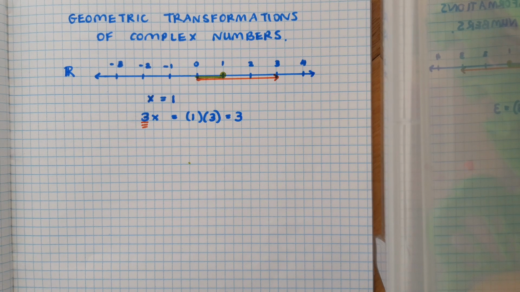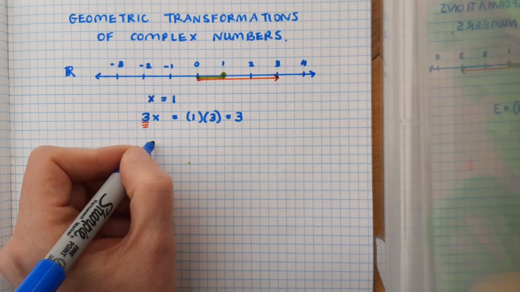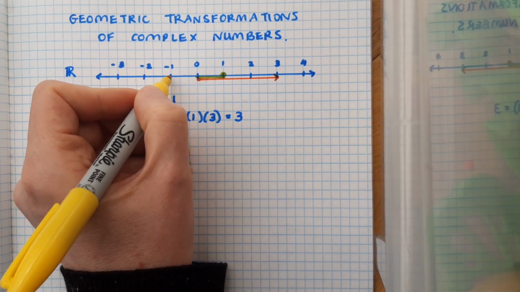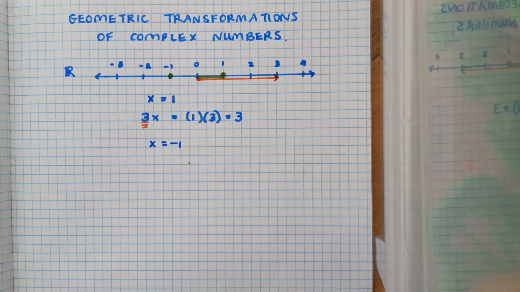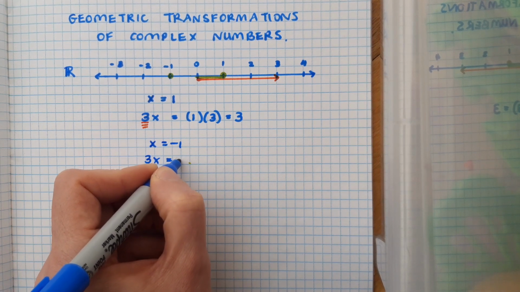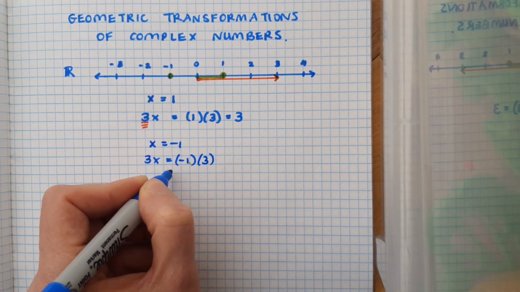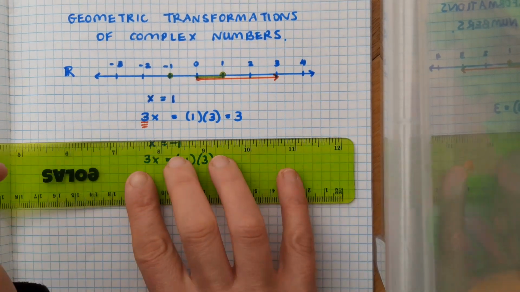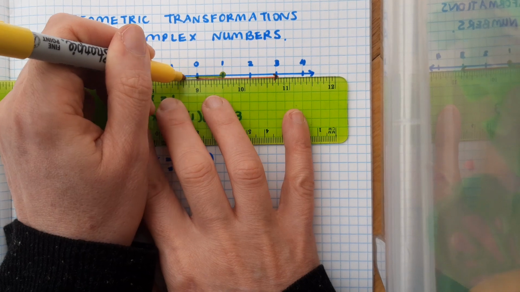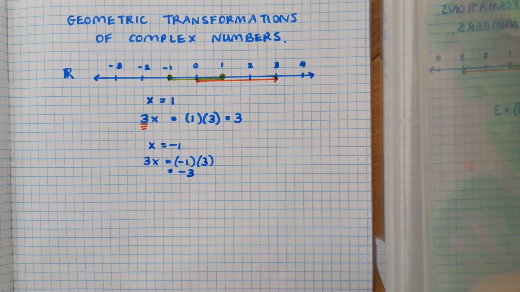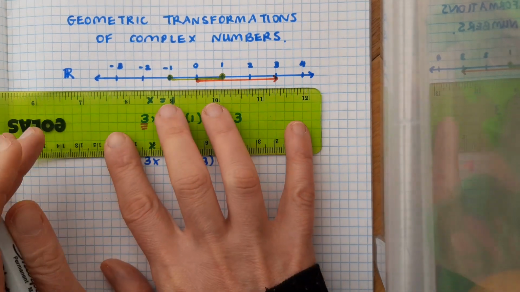If I started off at -1 and I wanted to do the same thing, so I'm at -1 and I want to multiply it by 3, so in this case I'm going to say that 3x equals -1 times 3, and I get -3, then I have looked at the distance from the origin, or from 0 to -1, and I have multiplied it by 3.